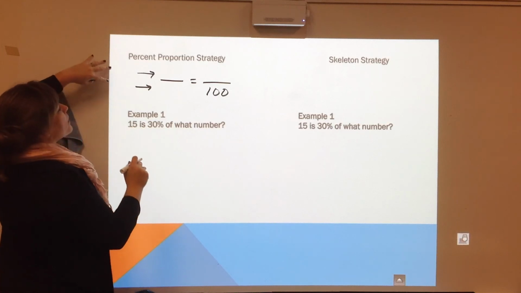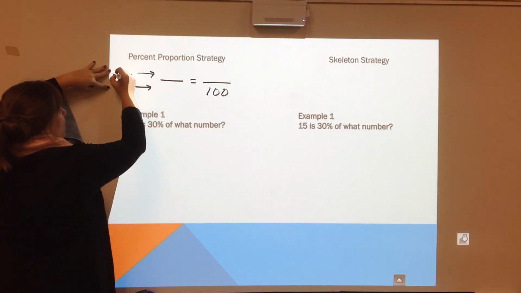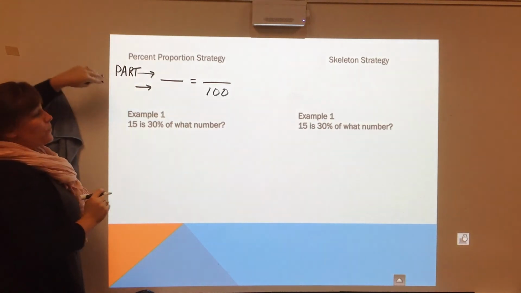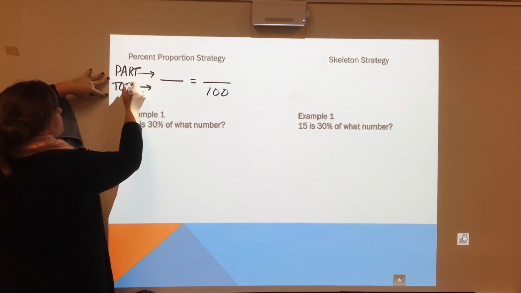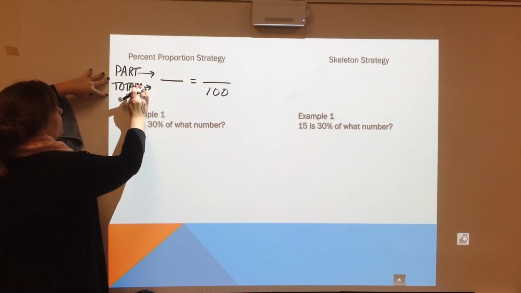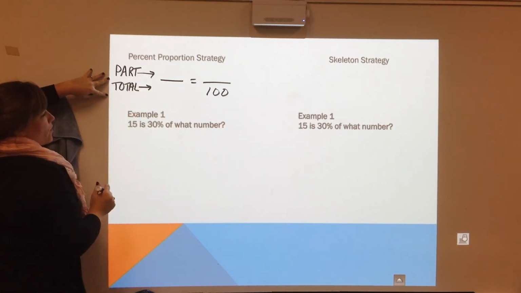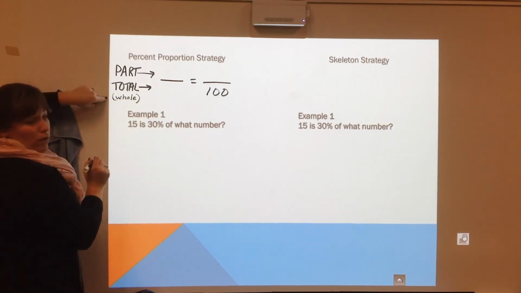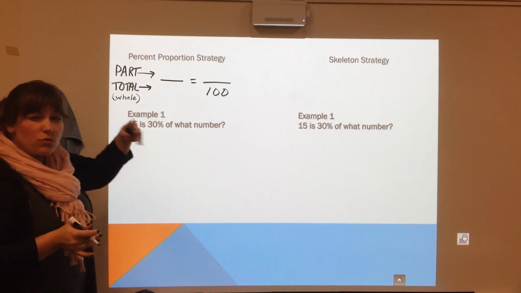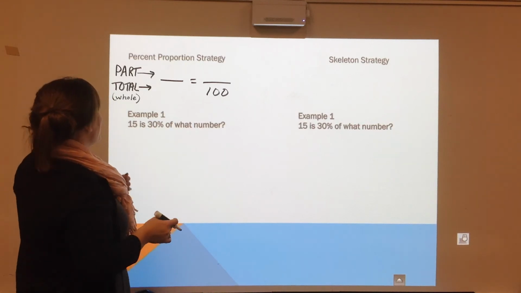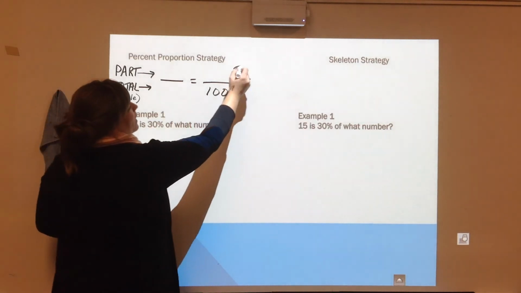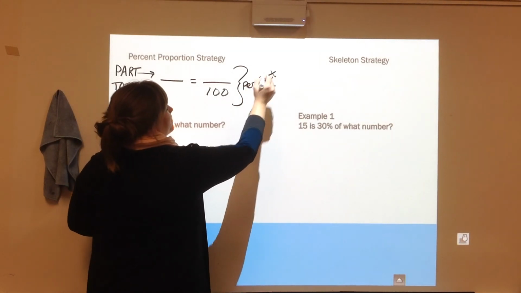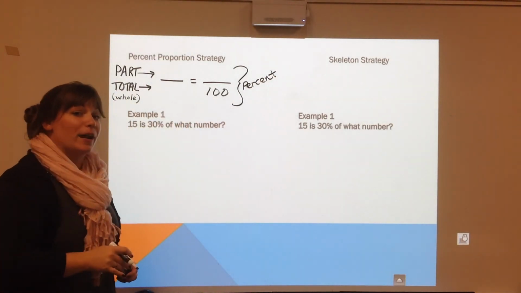Now I want you to fill in the word part lined up with that first arrow, and total lined up with that second arrow. Another thing you could think of is the whole as well as the total. So those 2 words are synonyms. They mean the same thing. And then this guy over here is going to be your percent. And the 100 is always going to be in the denominator.